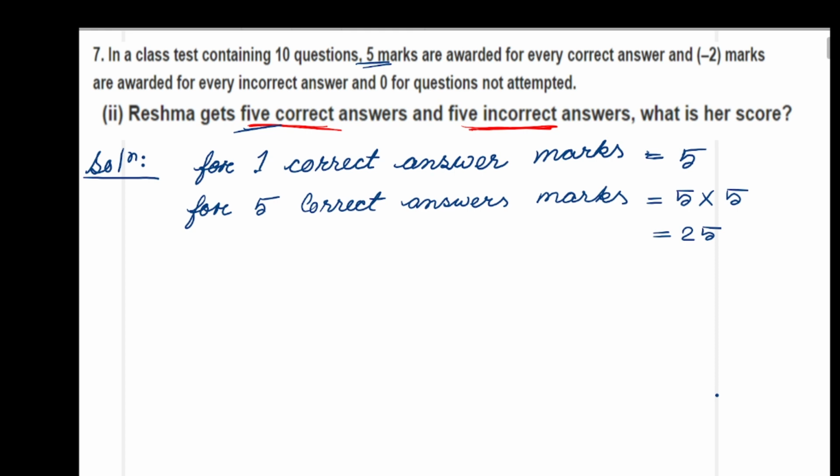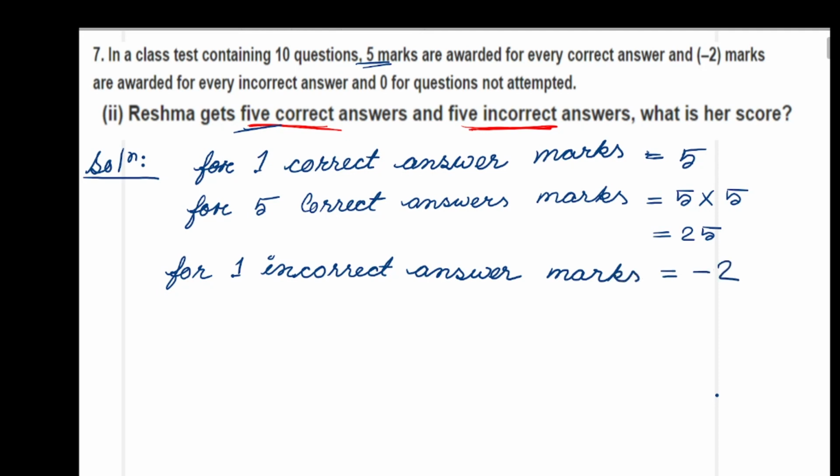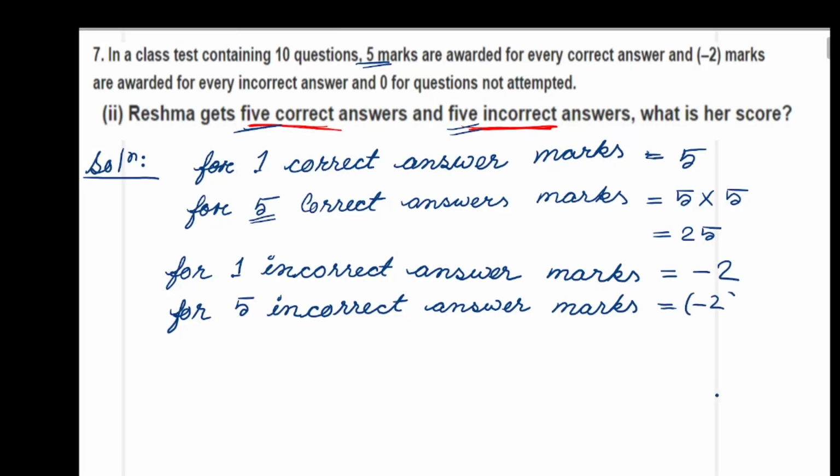Again, how many incorrect? 5 incorrect. Then for one incorrect answer, marks equal to minus 2. So how many incorrect? 5. So for 5 incorrect answers, marks equal to what? Minus 2 into 5. So it becomes minus 10.